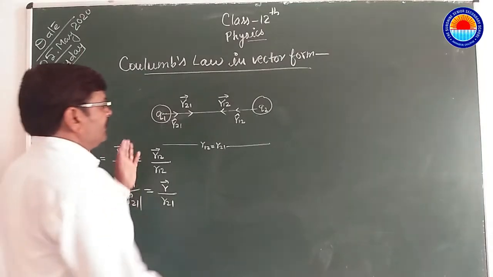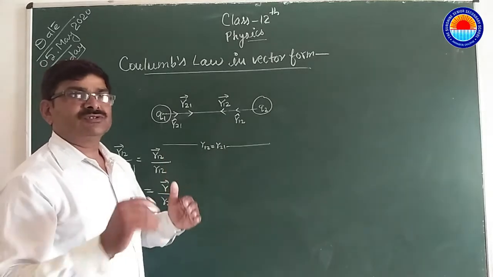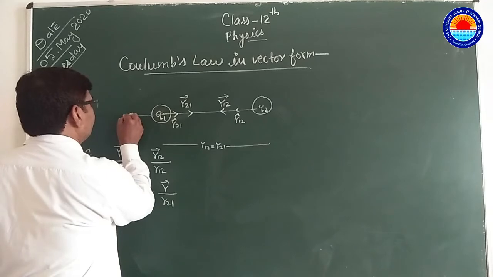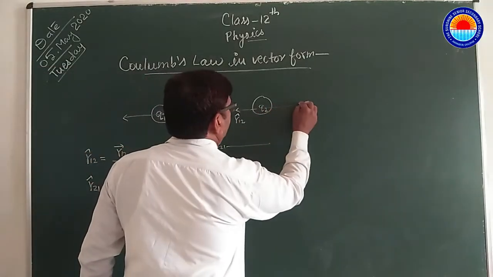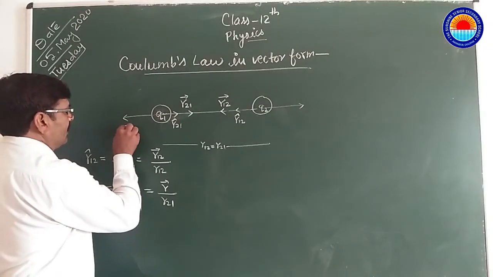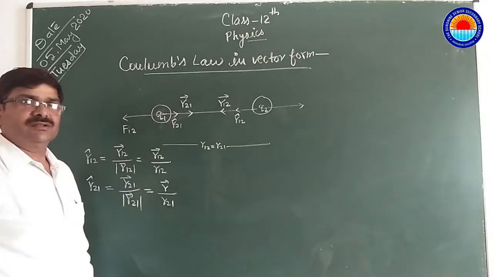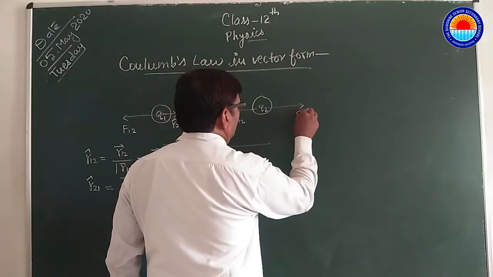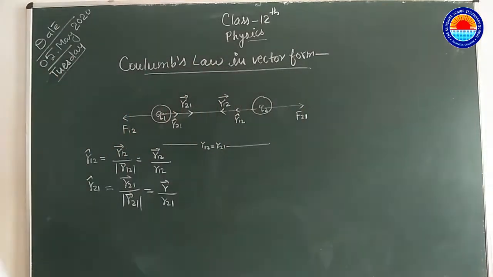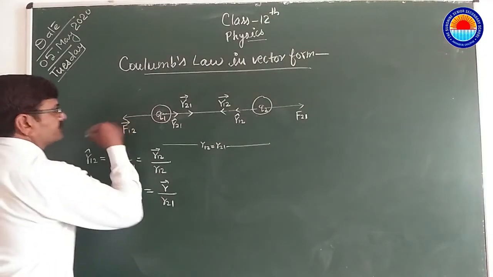And force, if we suppose that both charges are alike, that means suppose they are protons, then there is a force of repulsion acting between them. This is force on particle 1 due to particle 2, and this is force on particle 2 due to particle 1. Force is a vector quantity.